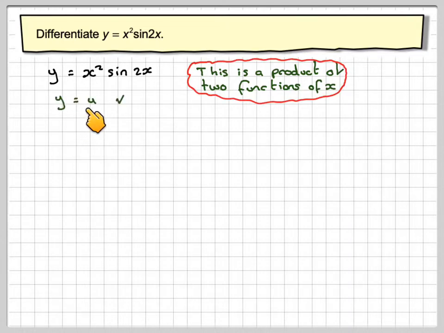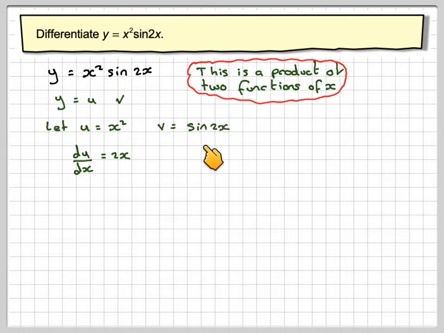So y is equal to u times v. Let u be equal to x squared. Then if we differentiate x squared, we get du by dx is equal to 2x. And therefore v will be equal to sine 2x, and then from our previous work with differentiating sine 2x, we're going to get that dv by dx is 2 cos 2x.